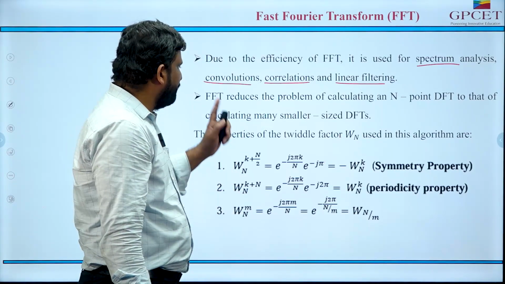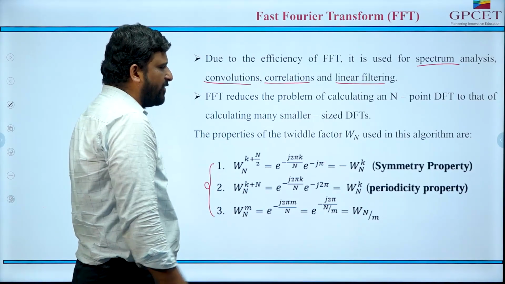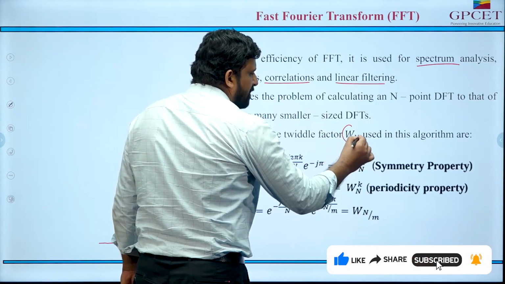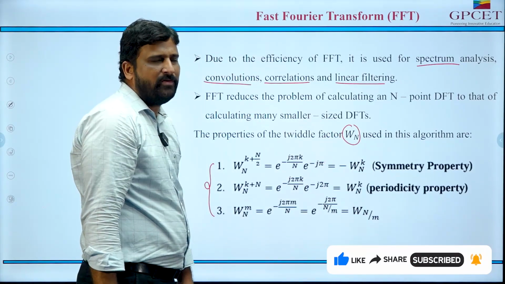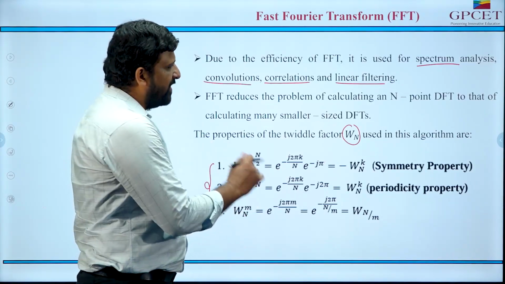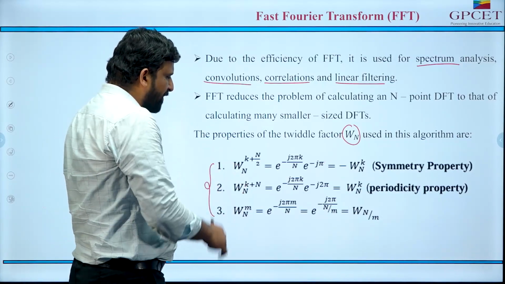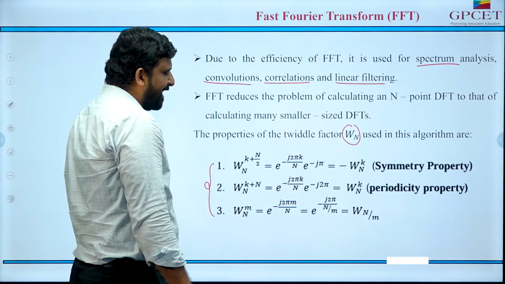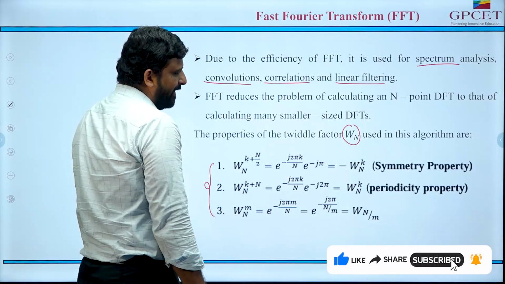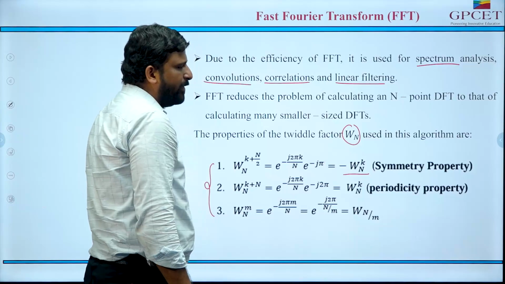And finally, these three main properties we need to keep in mind, the properties of the twiddle factor. Why? Because when we are solving this FFT, one particular parameter will come across, which is W base n. So this is said to be a twiddle factor. We need to focus on these three properties, that is W_n to the power of k plus n by 2 is equal to e power minus j 2 pi k by n into e power minus j pi, that is equal to minus W_n power k.